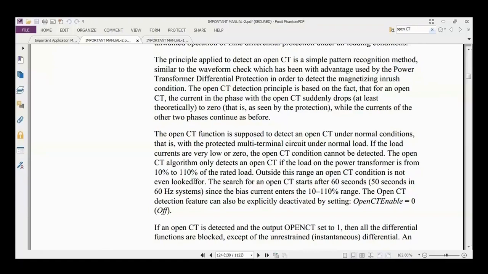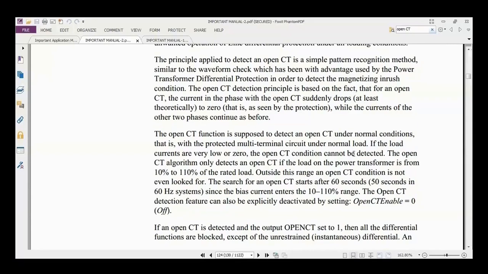Yes, he's telling you here that it won't detect at all. The open-phase logic won't be active as long as the load is below the 10% range. If the load of the power transformer is low, look here: the open-phase algorithm only detects an open phase if the load is between 10% and 110%.